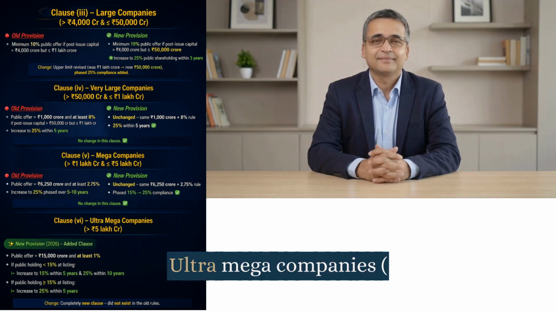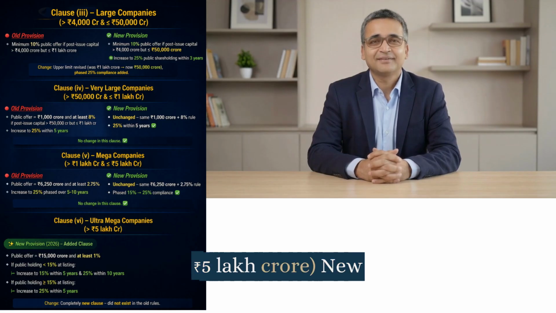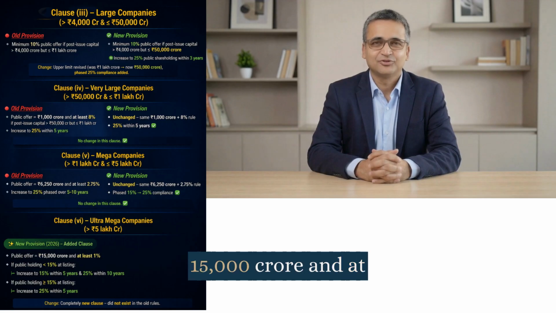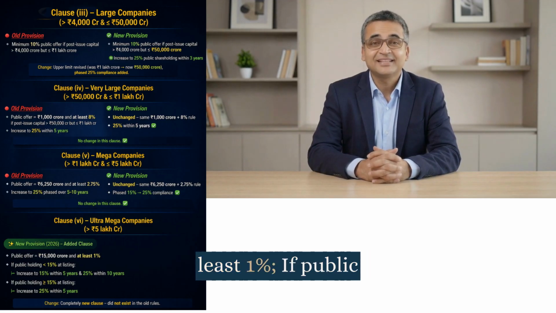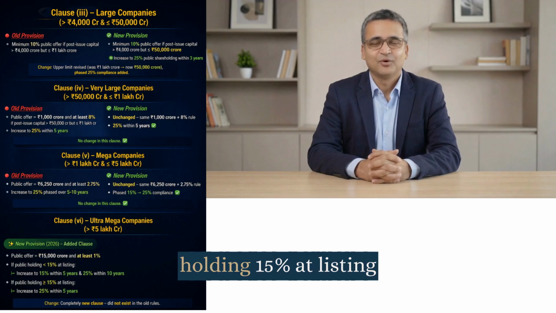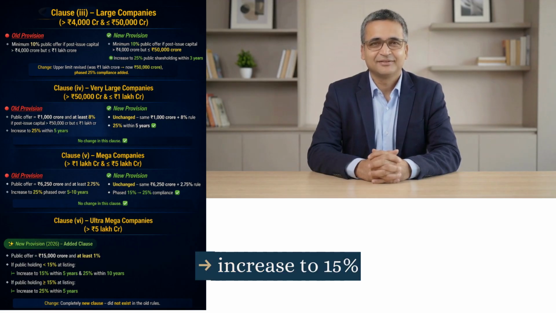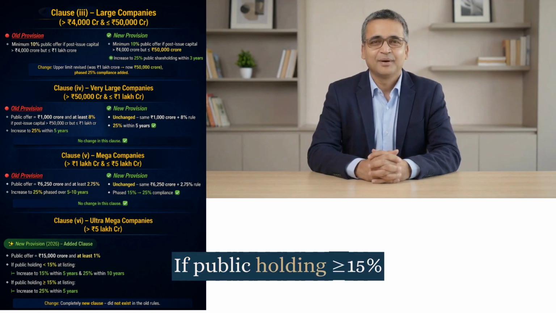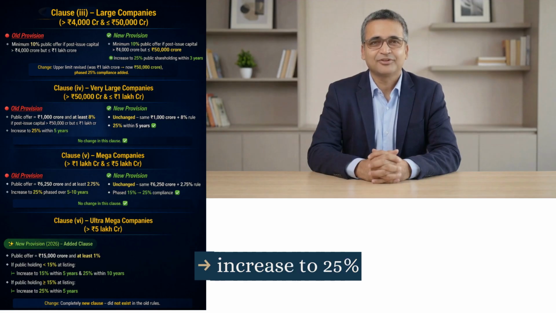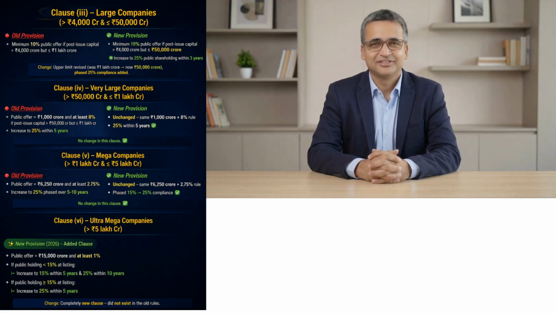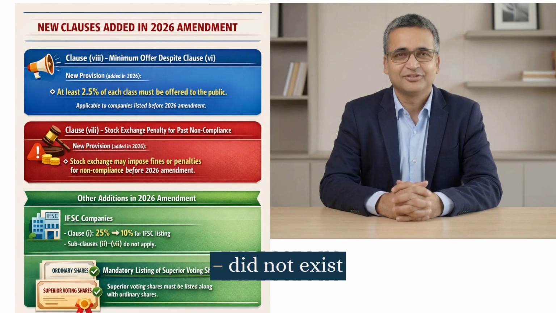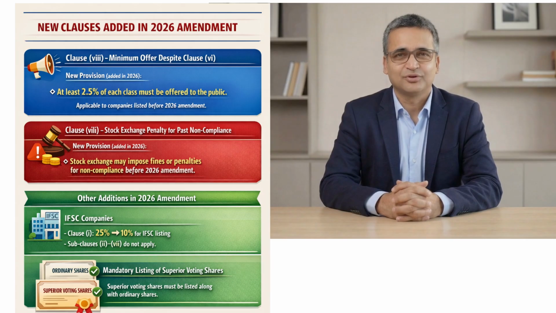Clause 6. Ultra mega companies, 5 lakh crore rupees. New provision added: equivalent to 15,000 crore and at least 1% if public holding is below 15% at listing, increased to 15% in 5 years and 25% in 10 years. If public holding is greater than or equal to 15%, increase to 25% in 5 years. Change: completely new clause. Did not exist in old rule.